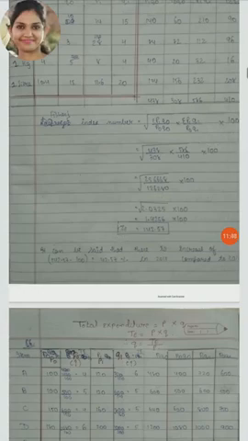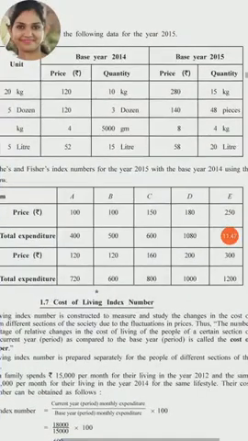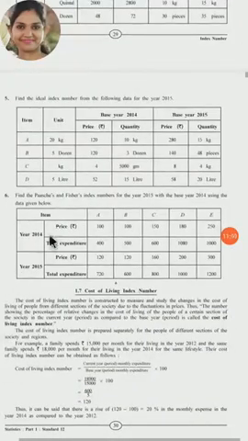Now we are moving to the next sum. Next, see the next sum in your textbook. Find Paasche and Fisher's index number for the year 2015 with base year 2014 using the data given below. Here they ask us only for Paasche and Fisher. They do not ask to find the Laspeyres. But for finding Fisher's index number, it is compulsory to find the Laspeyres index number.